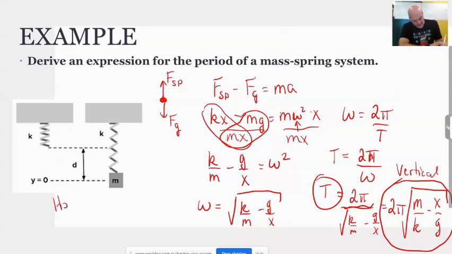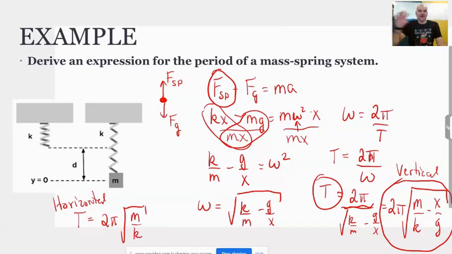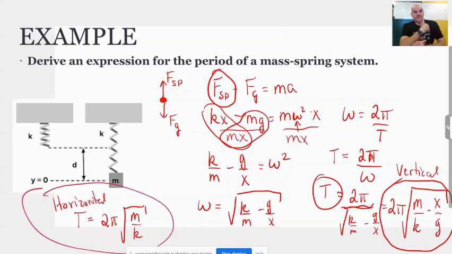But if it's horizontal, the only force acting on it would be the spring force, right? So you don't have to worry about the weight. That actually turns your period into 2 pi square root of m over k. So if you have a horizontal system, the only two factors would be the mass of the object and the spring constant. But if you have a vertical system, it's the mass, the spring constant, and how far you stretch it, as well as g. Okay, so those are the expressions for the mass spring system's period.